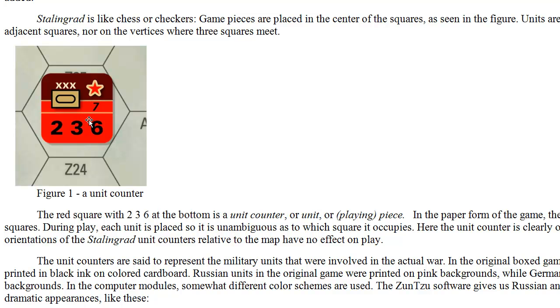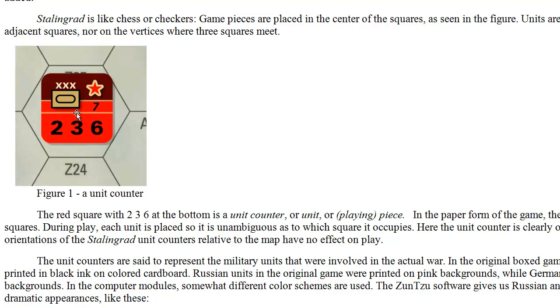The game rules could have been written to permit the unit counter to be placed elsewhere. You could have arranged the rules so all unit counters were placed on vertices, intersections. You could have written the rules so unit counters were placed on edges. However, the rules as written put the unit counter more or less in the center of a square, and that is how Stalingrad is played.